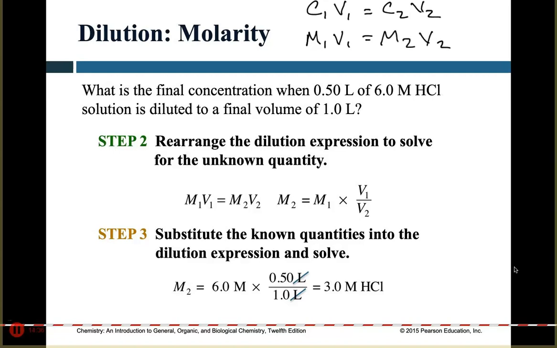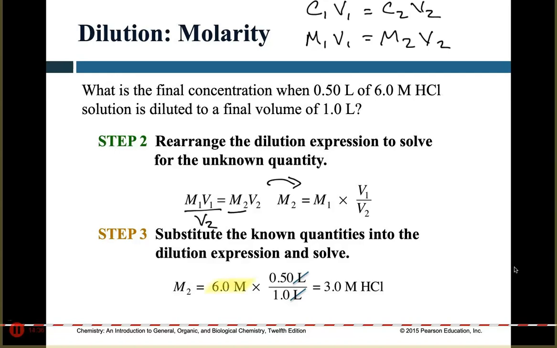So if I start there and I'm searching for M2, this is the variable I want. If I divide both sides by V2, it's exactly what I get: M1 times V1 over V2. Those are the three variables that I know. I could go back one slide, but it's kind of disruptive, so hopefully you wrote that down.